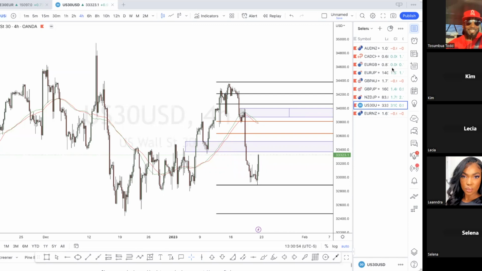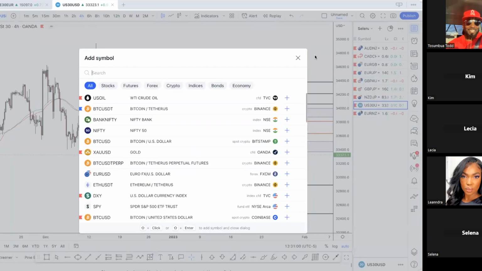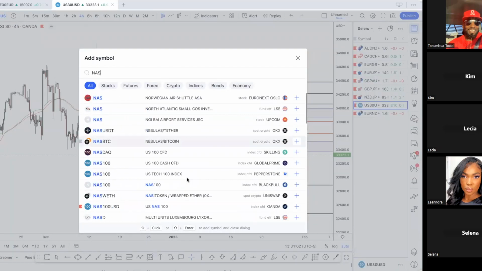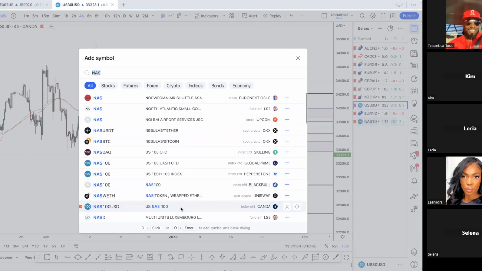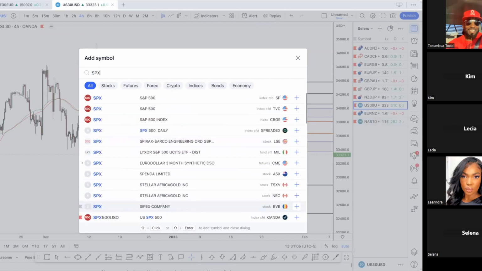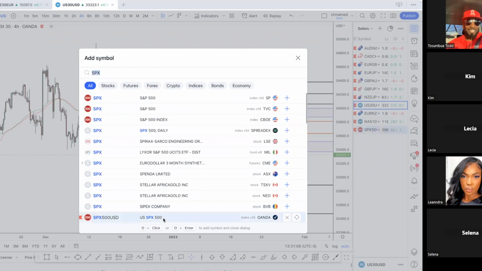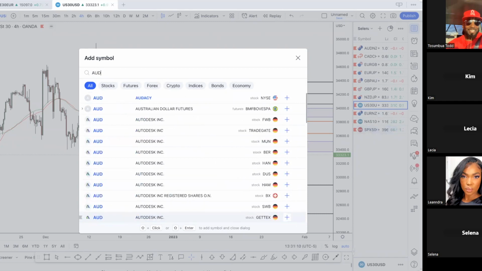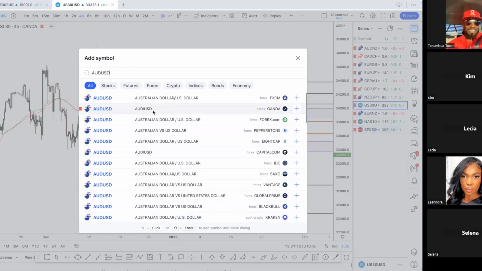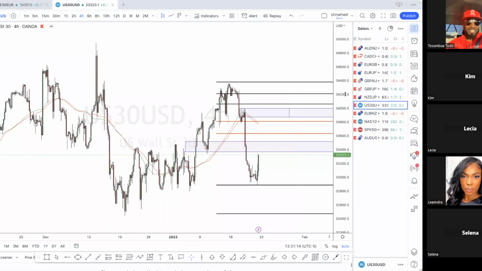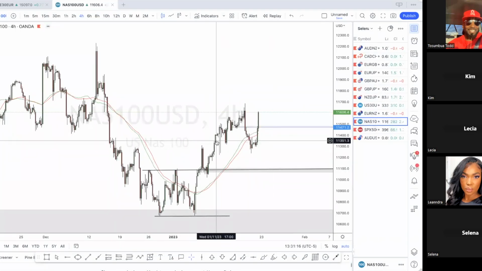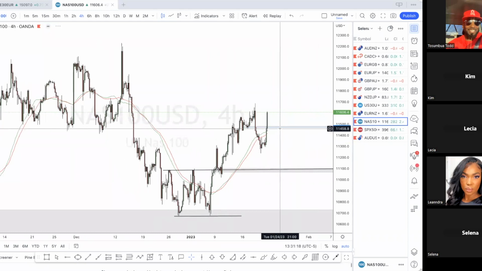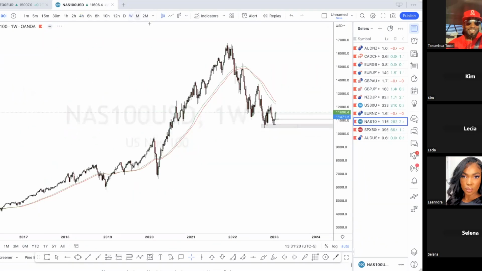NAS and AUD USD. NAS SPX. NAS SPX. AUD USD. That's probably the same. Let's look at the weekly.